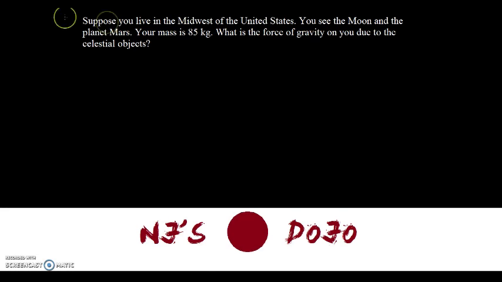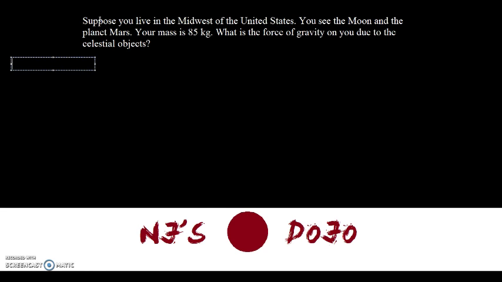Okay, suppose you live in the Midwest of the United States. You see the moon and the planet Mars. Your mass is 85 kilograms. What is the force of gravity on you due to the celestial objects? Okay. So of course, considering that the mass of the moon and Mars isn't given, we had to search for the values of these celestial objects.